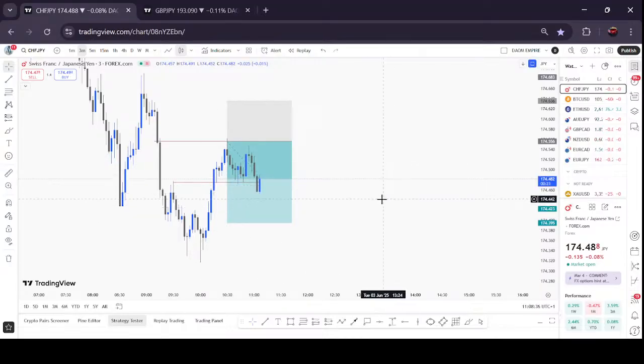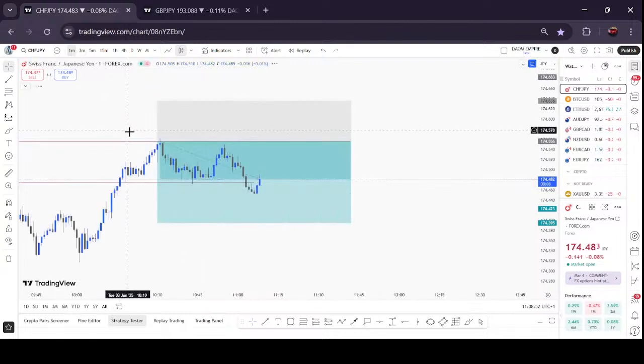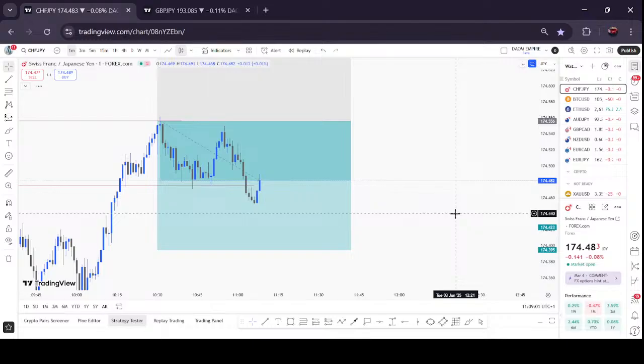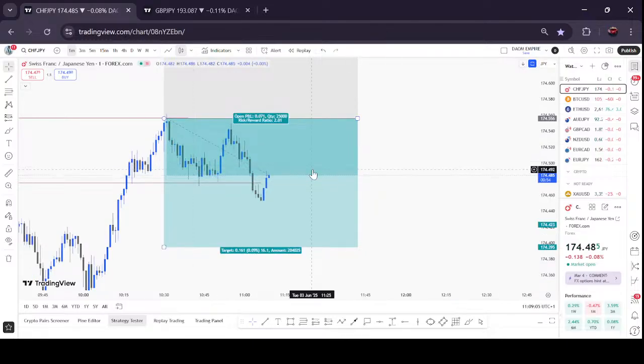What is this guy doing now? Don't panic. It is very, very normal for you to do what he's doing. That is called break and retest. Okay, that is called break and what? Break and retest.